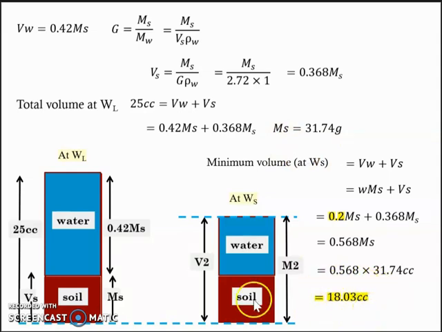Long story short, 25 cc of the system got reduced to 18.03 cc when the soil turned from liquid limit to the shrinkage limit. Volume of solids remaining constant, the decrease happened in the volume of the water.